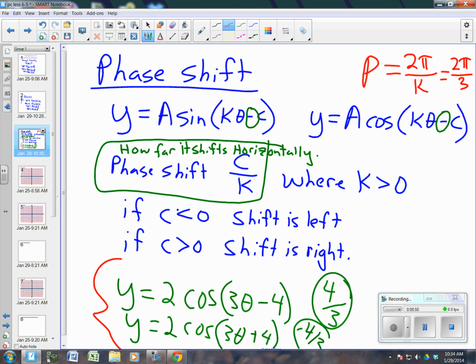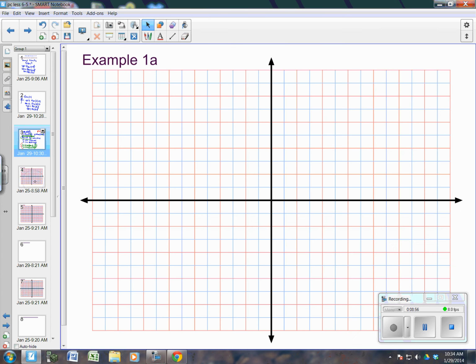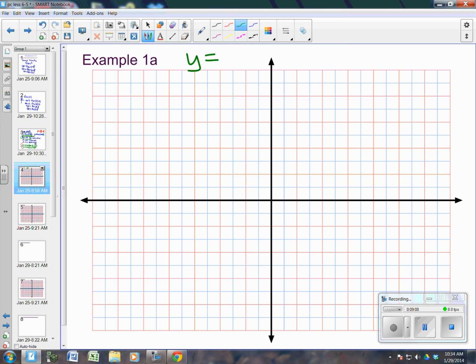Okay. We're going to do a problem right here. I'm going to give you y equals the sine of theta plus pi. I want you to tell me the phase shift of the function, and then I want you to graph it. Okay? So in your groups, I'm going to give you a minute. I want you to discuss what is the phase shift of this function, and then I want you to graph it.